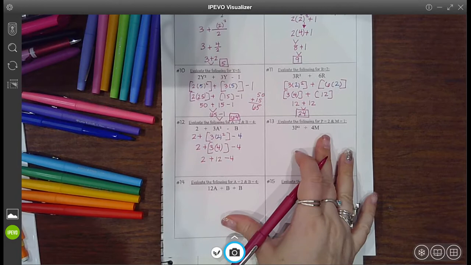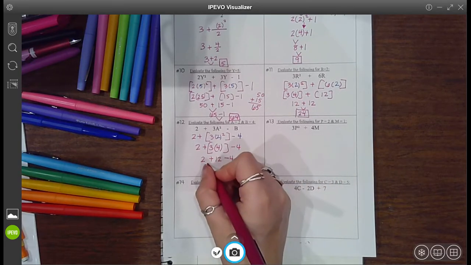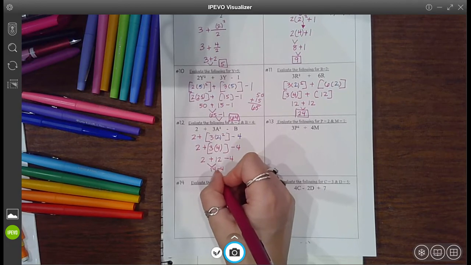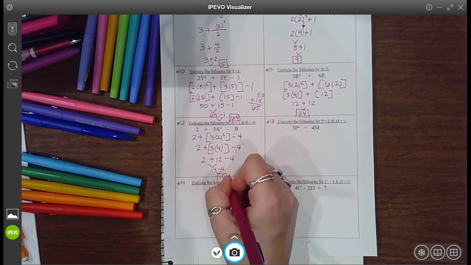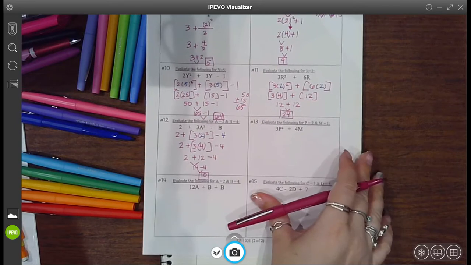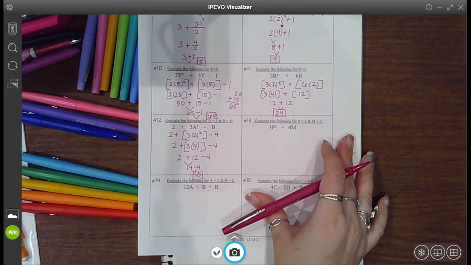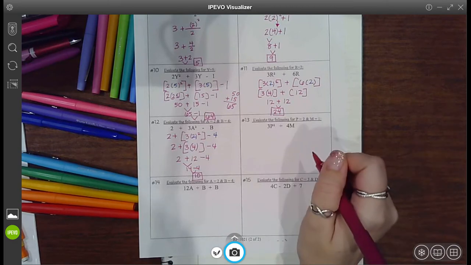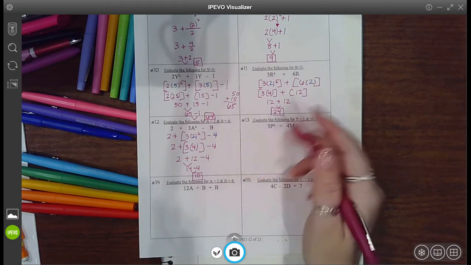Okay, and then when deciding between adding and subtracting, you go from left to right. So 2 plus 12 is 14, and 14 minus 4 is 10. Final answer. Okay, last one. If you haven't paused the video at all to try them yourself first, please do it with this one. Okay, because this is the last one that's kind of tough like these ones.